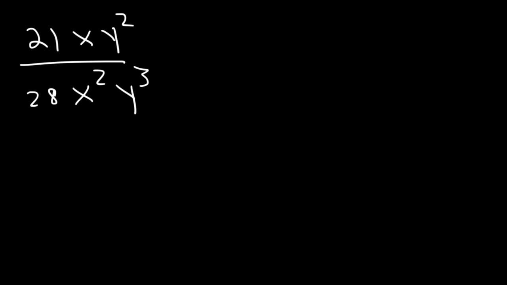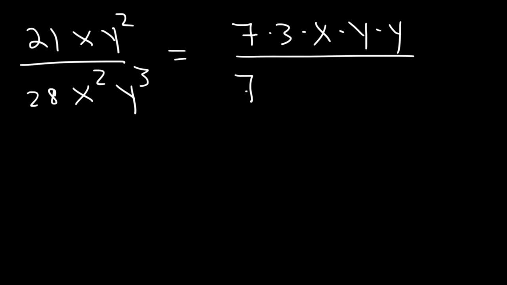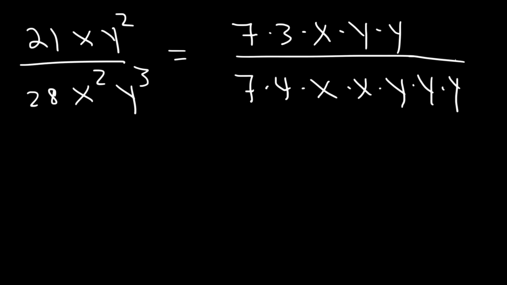Try this one. 21x y squared divided by 28x squared y cubed. So feel free to take a moment to simplify that expression. 21 is 7 times 3, and y squared is y times y. 28 is 7 times 4 times x squared, and y cubed is y times y times y.